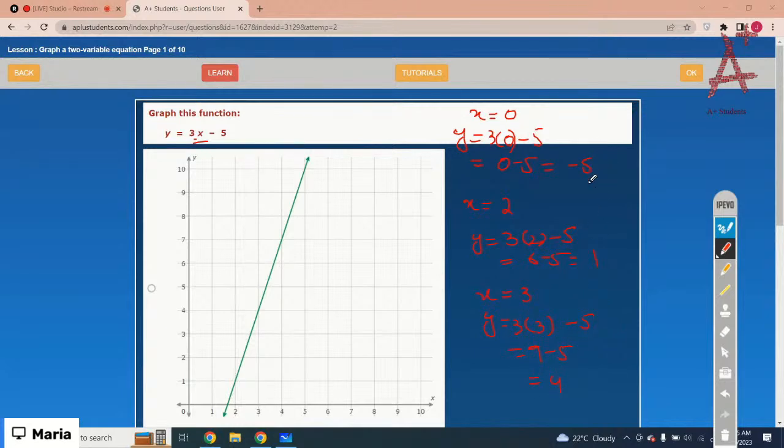So we have 3 ordered pairs. You can say (2, 1) and (3, 4). I'm not going to plot the negative one, got it? Because the graph is starting on just the positive values. Okay, the next one is when x is 3, y is 4. Okay, just look at the graphs.